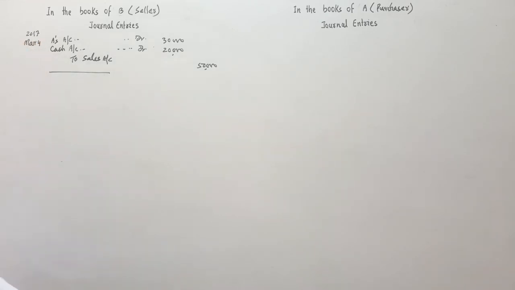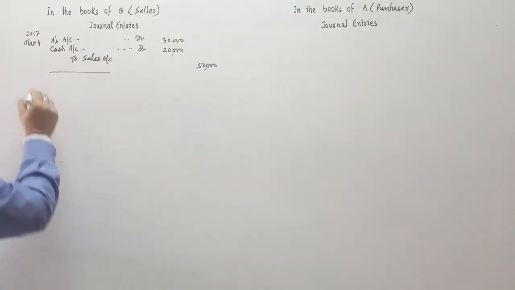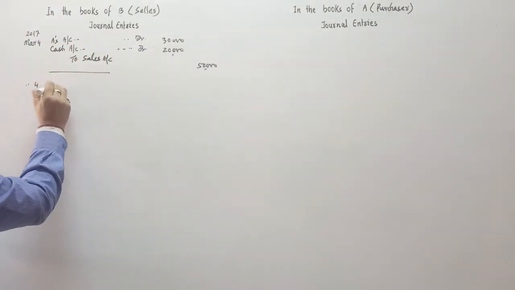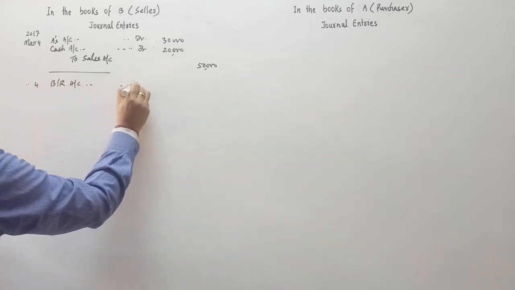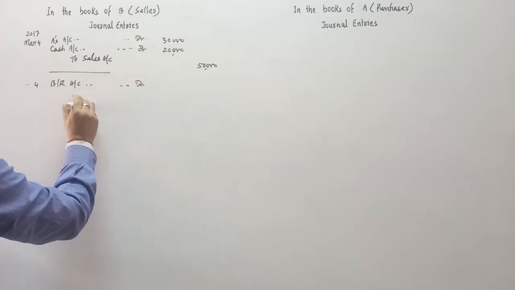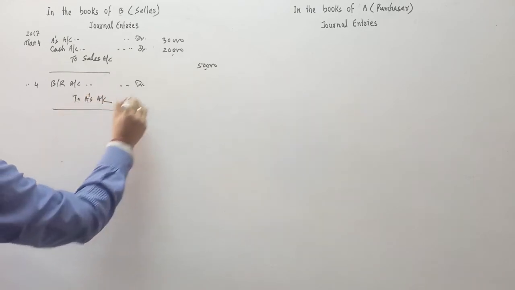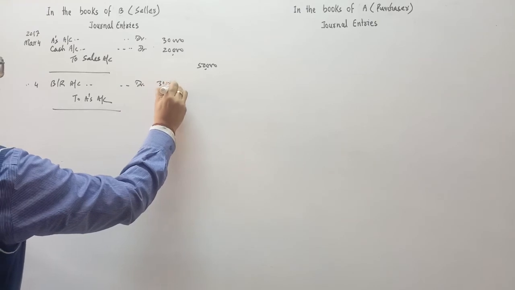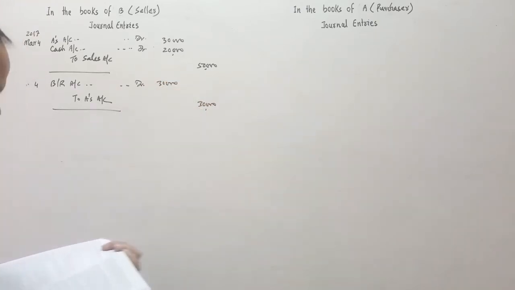Next, for the balance he gave a promissory note. So bills receivable account debit to A's account. The promissory note will be of 30,000.